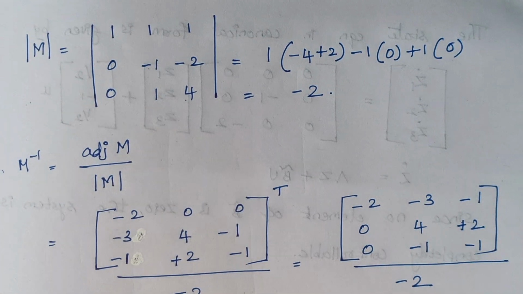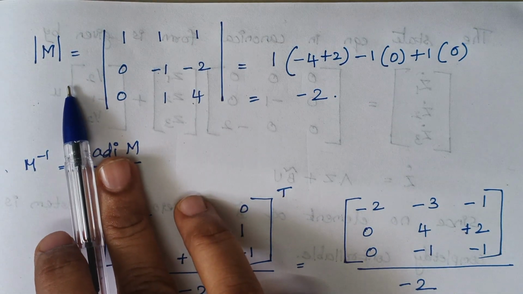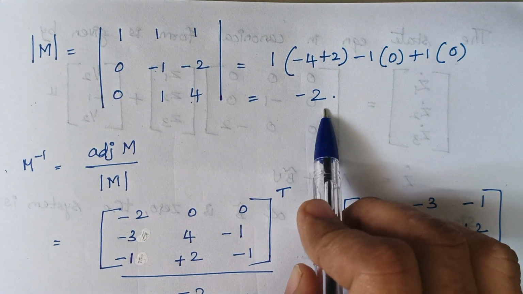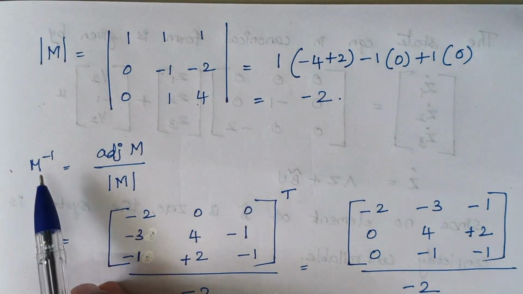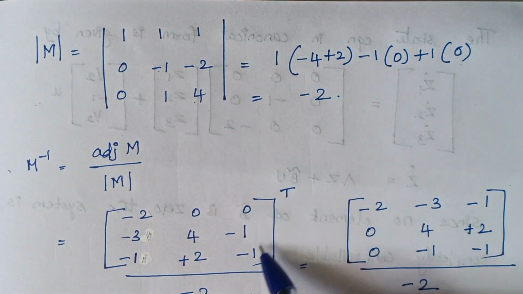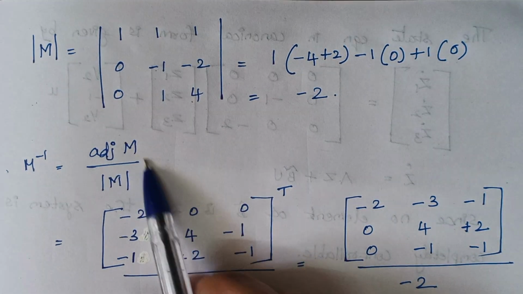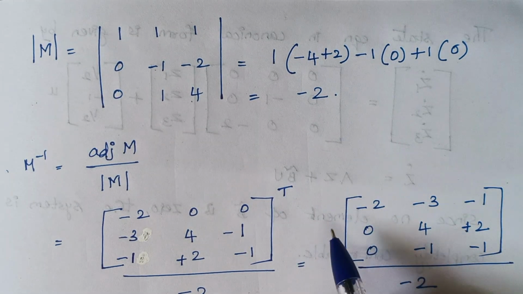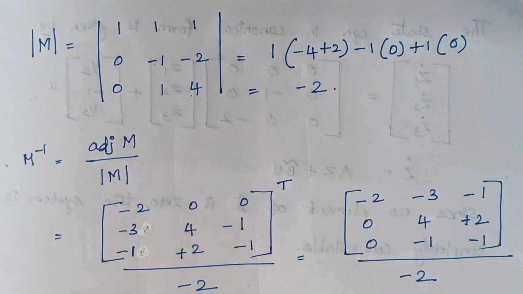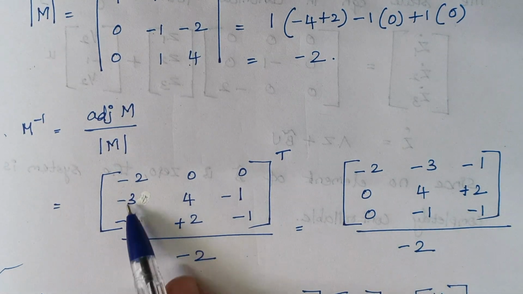So here the next thing is we are calculating the determinant of the matrix M. Once the determinant value is calculated, it is equal to minus 2. Next, we are going to find M inverse. So it is adjoint of M divided by determinant of M. This is the value of cofactors of the respective M matrix. Here we have to take a transpose, then only we will be getting adjoint of M. So divided by, here the determinant of M is minus 2.